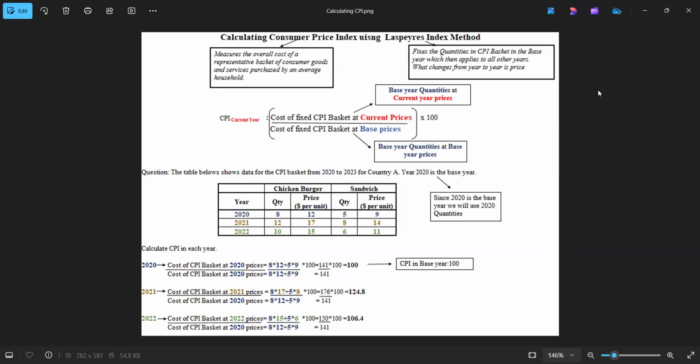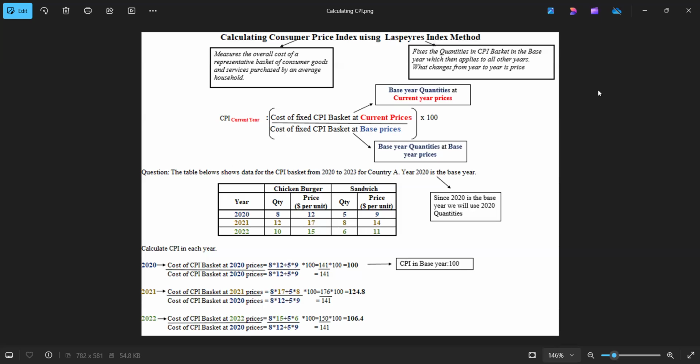But if you want to find the CPI for 2021, it's going to be the cost of the CPI basket at 2021 prices, which is going to be that we're going to take 2020 quantities at 2021 prices. So it's going to be 8 into 17 plus 5 into 8, divided by the cost of the CPI basket at 2020 prices, which is 2020 quantity at 2020 prices. So using this, we can get a CPI value for 2021 of 124.8.